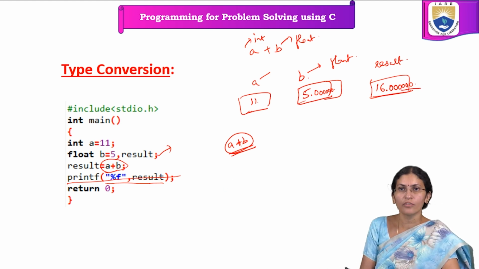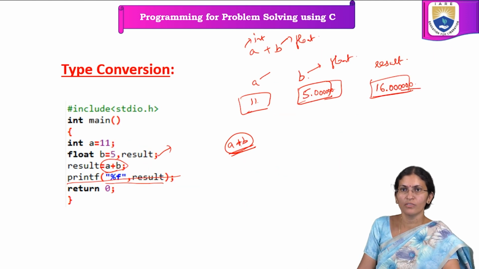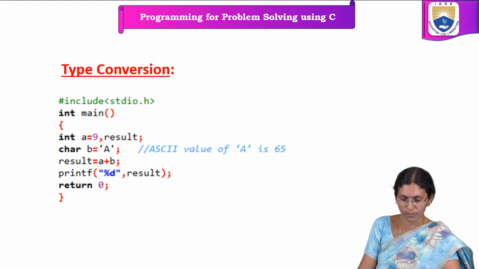So in the previous example, we performed addition of two integers and the result is also an integer number. In this example, we have considered one as integer and the other as floating point number, so the result is a floating point number. Next, let us see one more example.